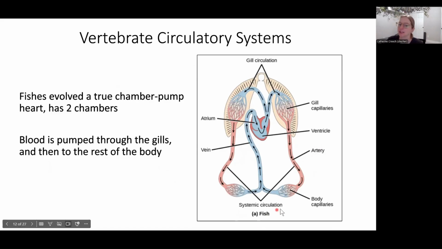The body we call the systemic circuit. So systemic circulation is taking blood to the body tissues. We're going to end up with more carbon dioxide and less oxygen. Then we're going to take that back to a heart with a vein. Think veins flow in. The word in is in vein. And your heart will pump again. The entire process will pump again.